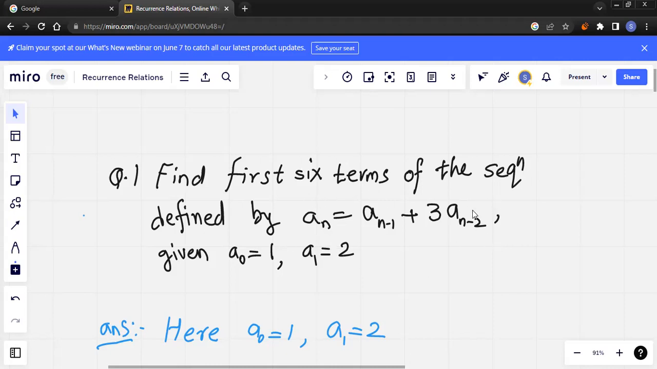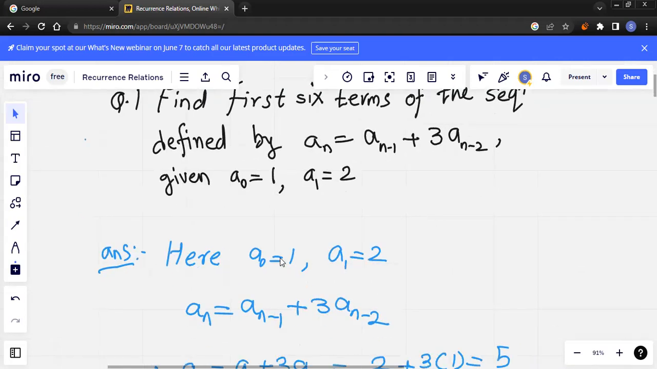Basically, what you observe is that the nth term depends on the previous two terms. The nth term is written as the sum of the (n-1)th term, the previous term, plus thrice the (n-2)th term, the one before that. So, how to solve such questions? Every next term depends on the previous. What we are given here is a_0 is 1, a_1 is 2, and we have rewritten the recurrence relation.